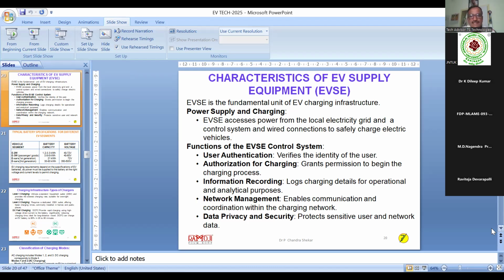Then data privacy and security: protect sensitive user and network data also. This is equally important because for authentication we will give our Aadhaar card, so somebody should not steal that data. Okay, so that's why I said electrical, mechanical, electronic and IT people also play a vital role in these EV vehicles.